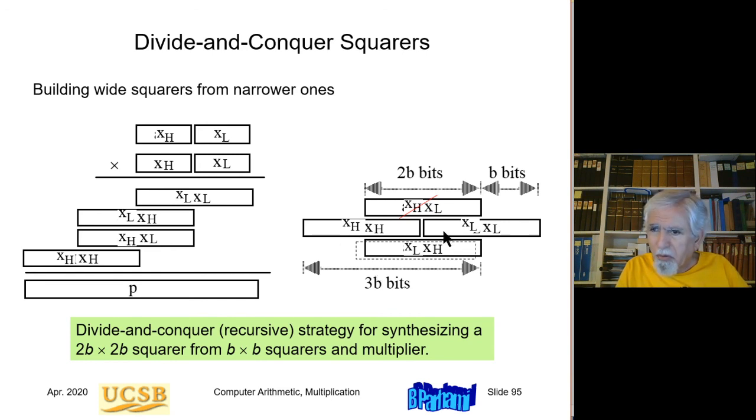These two components are as in multiplication. These two components are combined by shifting one of them to the left to double it, basically. So again, what are the components that I need for this? I need a squarer, a half-width squarer, another half-width squarer, and a half-width multiplier to form this number.